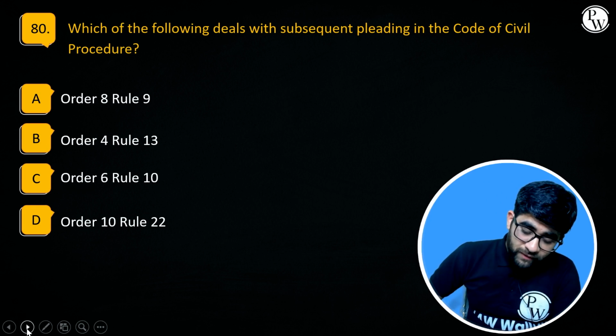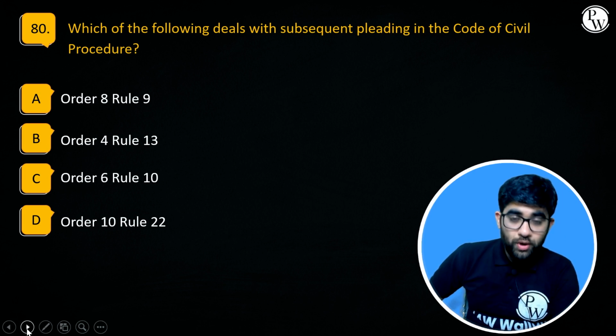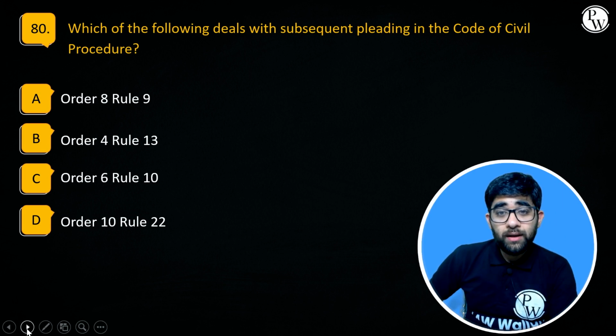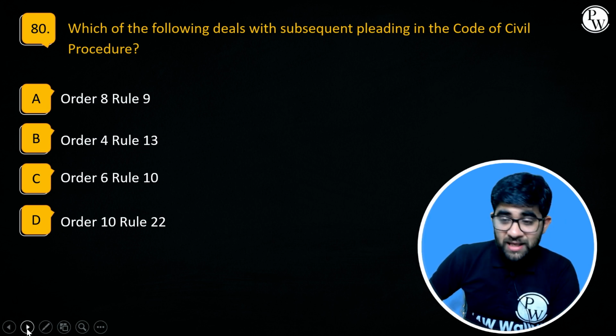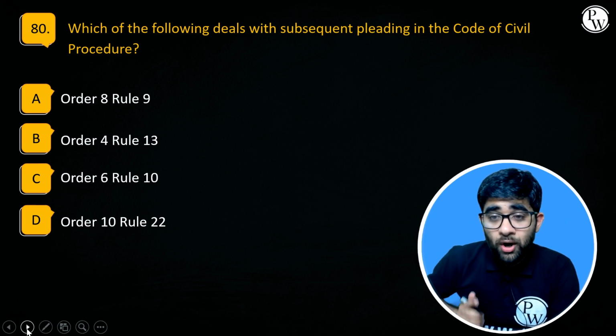80. Which of the following deals with subsequent pleading in the Code of Civil Procedure? Subsequent pleading, that is Order 8 Rule 9, Order 6 Rule 10, or Order 10 Rule 22? The answer is Order 8 Rule 9.